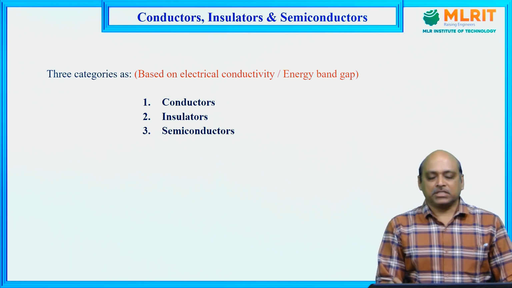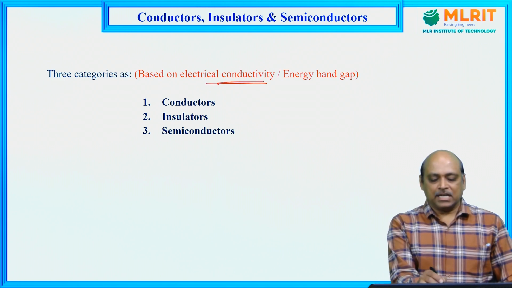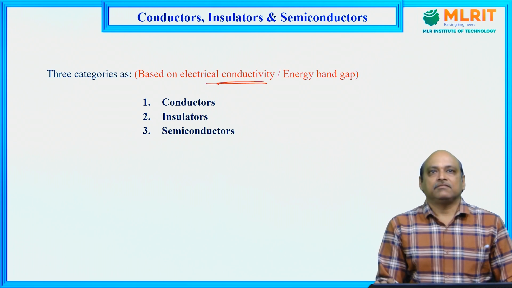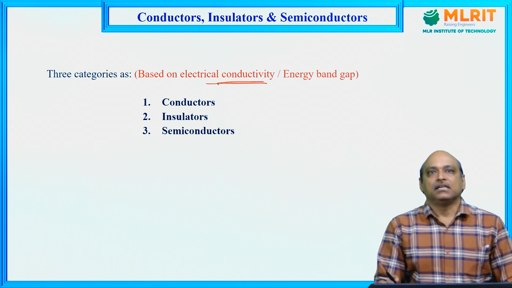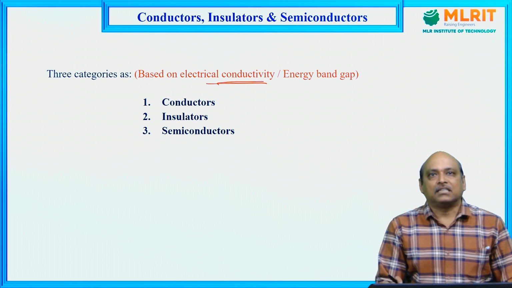Now here the question is, what is electrical conductivity? We are classifying the materials based on electrical conductivity. Then what is electrical conductivity? It is the ability of that material to pass the electrons, how freely electrons are going to be passed through that material. Based on that criteria, we are classifying the materials.